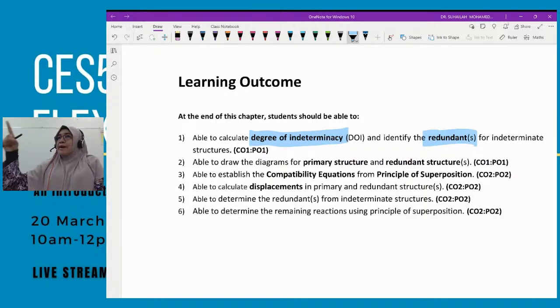DOI equivalent to 1, indeterminate structure. DOI equivalent to 2, indeterminate structure. DOI equivalent to 1 means there is 1 redundant. DOI equivalent to 2 means there are 2 redundants. That is the first keyword: redundant.